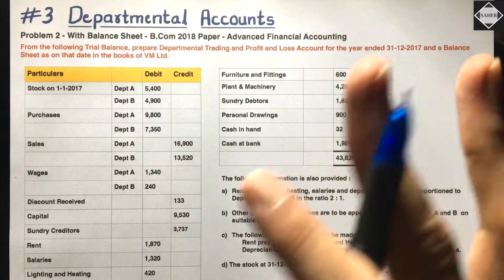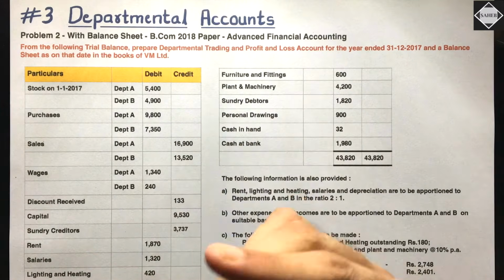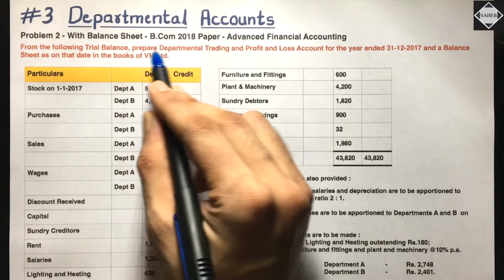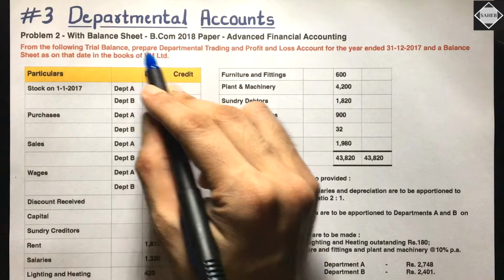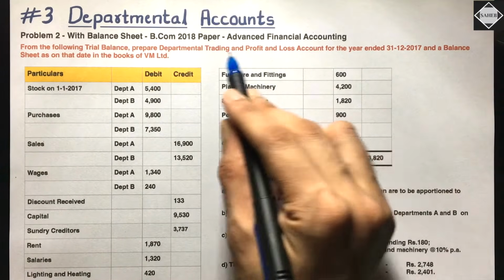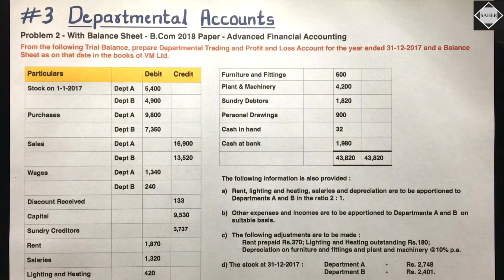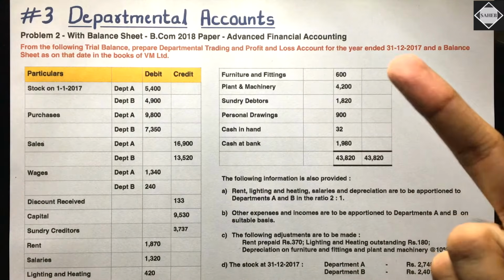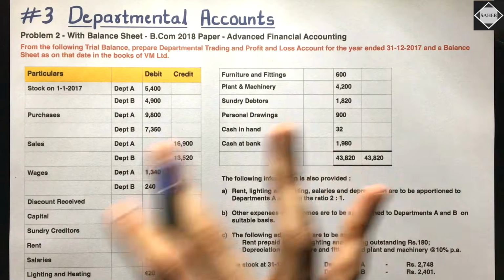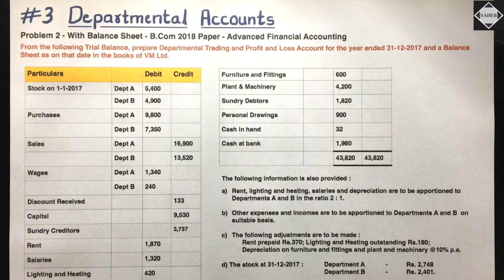Right? So in today's video we are going to solve our second problem, and this will include the balance sheet as well, and this question was asked in the BCom 2018 paper of Bangalore University of the subject Advanced Financial Accounting. All right, and here we have got some final account adjustments as well, the prepaid rent, outstanding expense, and we are going to refresh the technique as well. Okay, so let's just read the question now.